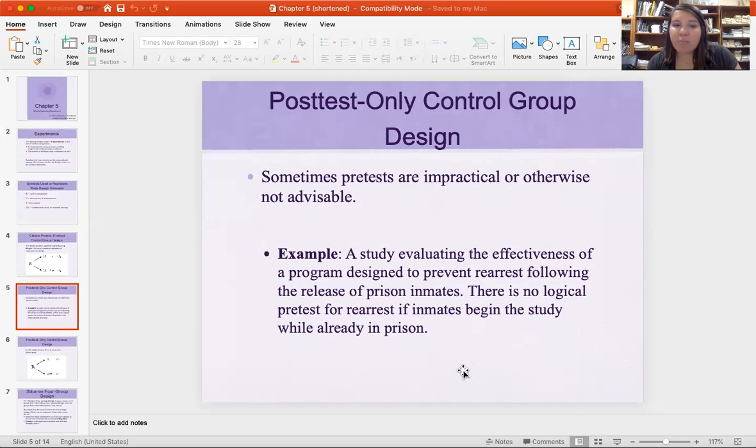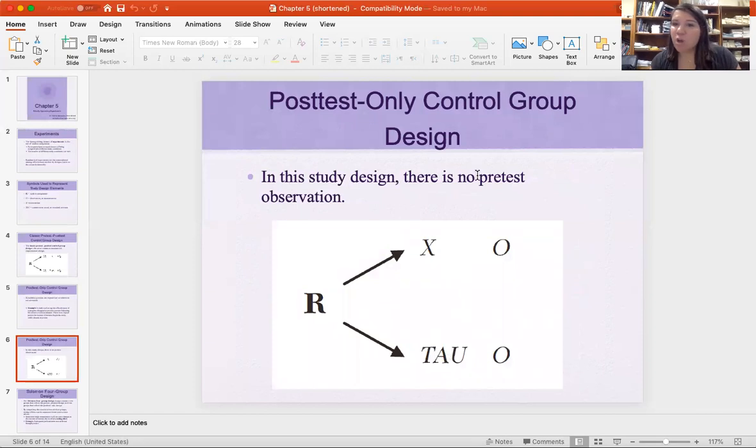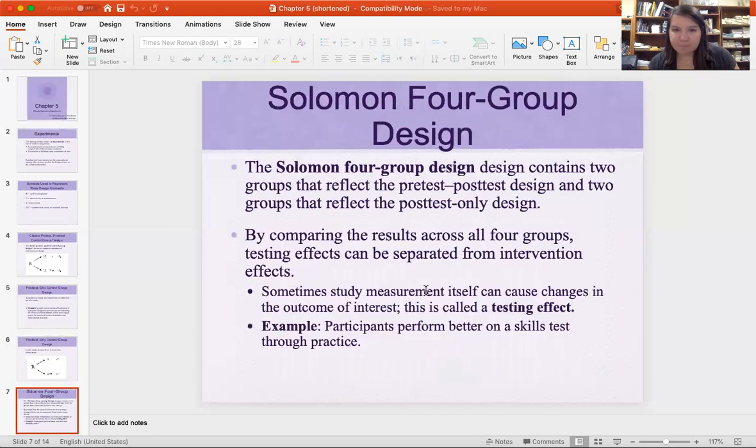Then you have the post-test only control group. So sometimes pre-tests can't be done for whatever reason, right? Inmates, you can't give prison inmates a pre-test before they go to prison. So that might be an example. So there's no pre-test, no observation before. So they're randomly assigned to a treatment group, or they are randomly assigned to a control group or treatment as usual group, and you give them a post-test after the intervention, right? So this is the post-test only control group design.